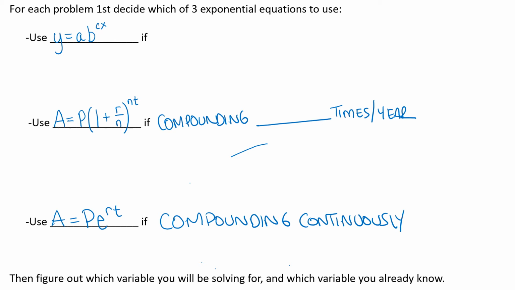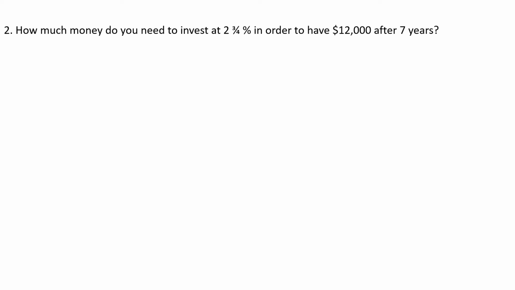What you're going to do is first pick which formula you're going to use for all these problems, and then go through the problem. You're going to be solving for different variables. You're not always going to be solving for a y. Sometimes you're going to be solving for something up in the exponent. Sometimes you're going to be solving for the initial amount. You're going to be solving for various things. So let's set up number two.